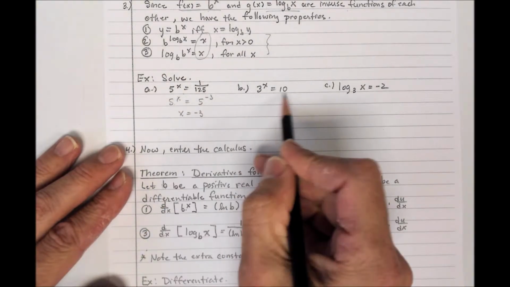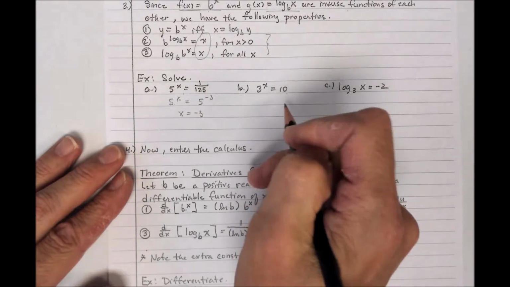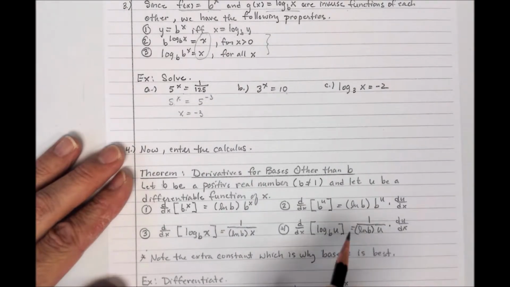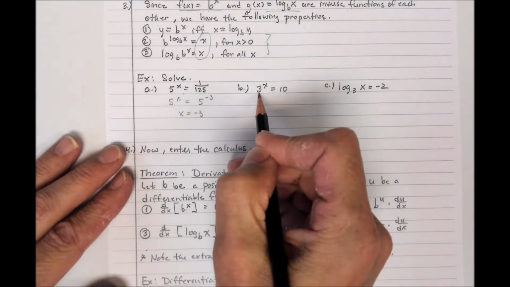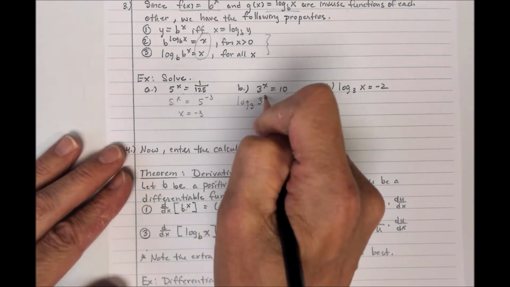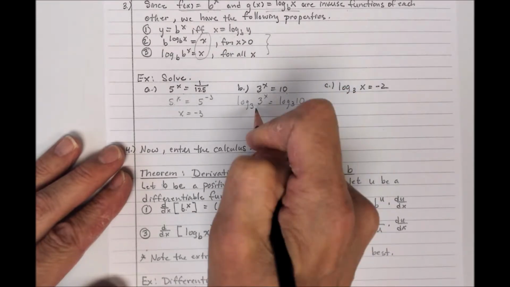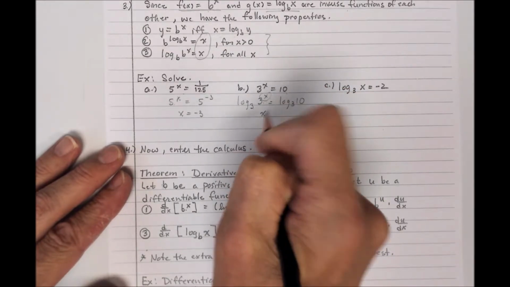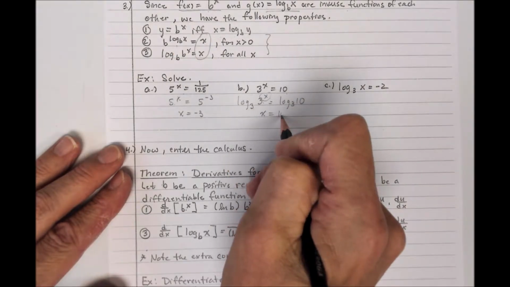I can't do that here because I can't rewrite 10 as 3 to a power. So what I'm going to do is take the log of both sides. Now you can take any log that you want, but since it is a base 3 exponential expression, if I take the log base 3 of 3 to the x equals the log base 3 of 10, I'm just going to get x from this property, and I'm going to get x equals the log base 3 of 10.